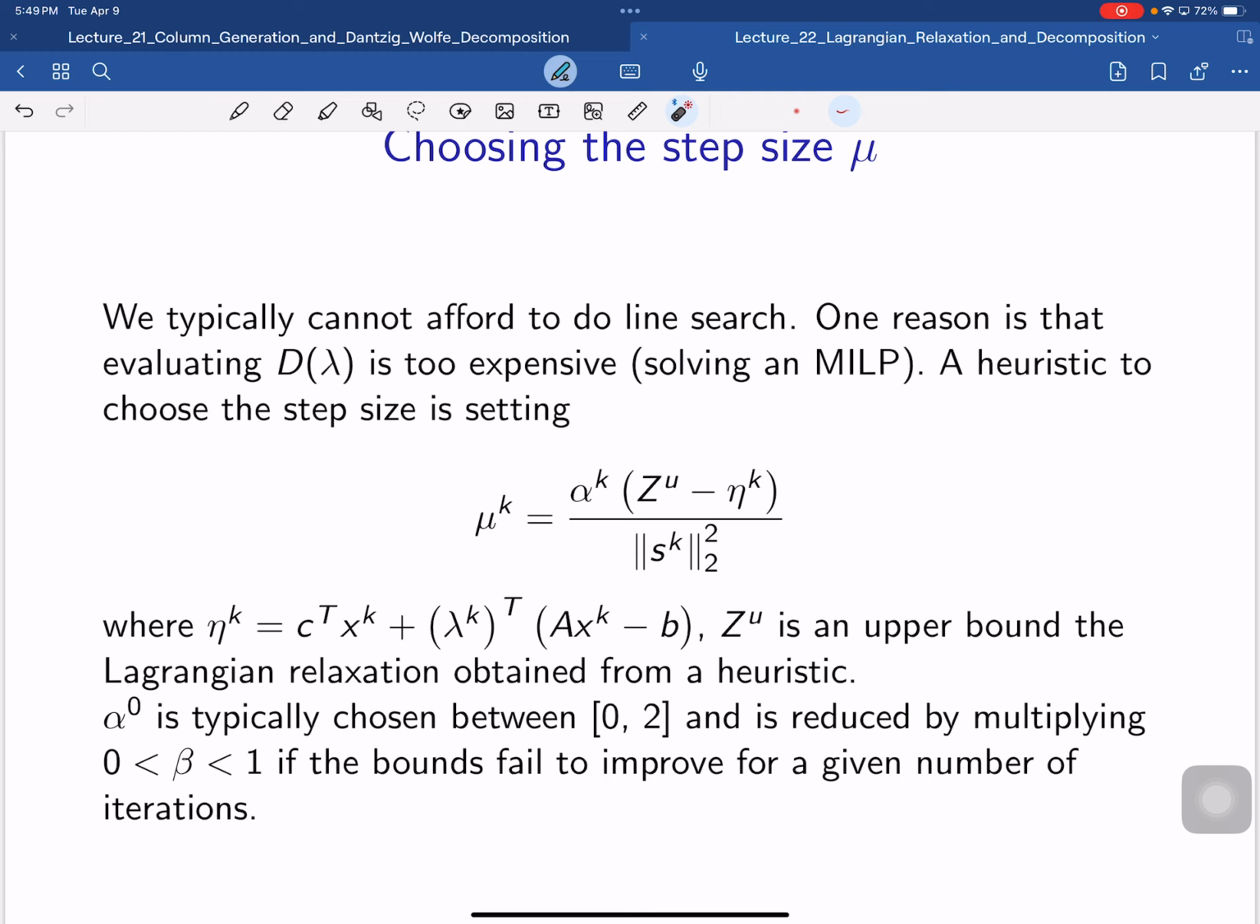If you keep using a particular step size and it doesn't improve, that means you are overshooting your step size. So that means you should shrink your step size. So what they do is that if this alpha is too large, you multiply alpha by a given value beta, which is between 0 and 1, then you can shrink your step size in the next iteration. That's just a heuristic way of choosing the step size.